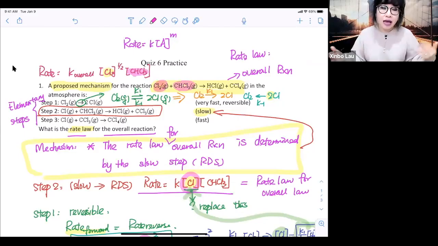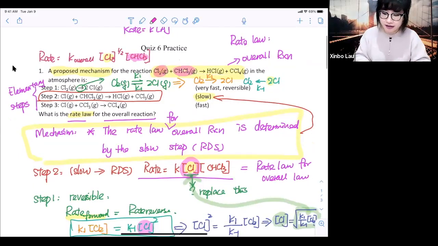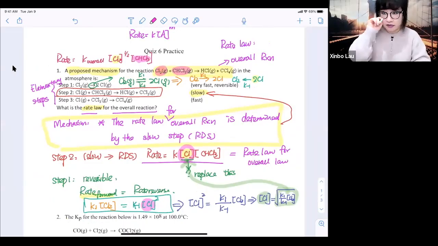Okay, so because I'm not using the overall reaction to represent my reaction, this is for that. Okay, so this is how you do the derivation process for when you have the first step as the fast step. Okay, the second step is the slow step.